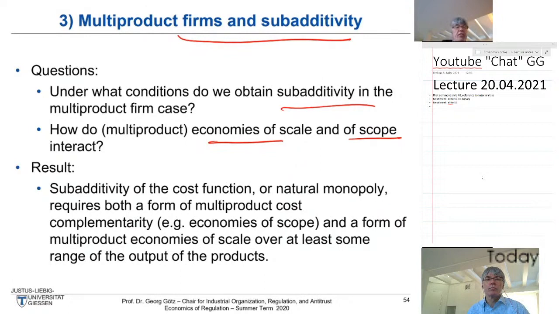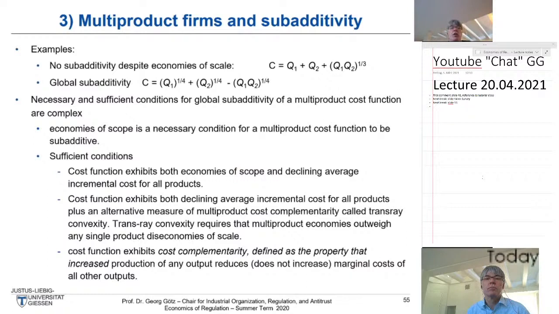You might also put that in a more difficult way, as Josko did here. It requires both a form of multi-product cost complementarity and a form of multi-product economies of scale, or at least over some range of the output. So here, you learned about two forms. You learned above about the average cost, and you learned about the average incremental cost. So we need one of these, or maybe there are some other definitions, and we need economies of scope. Okay. And that's what we are going to discuss here.